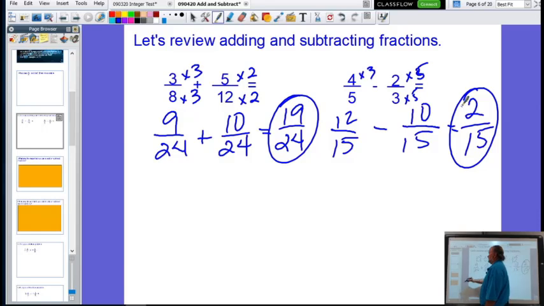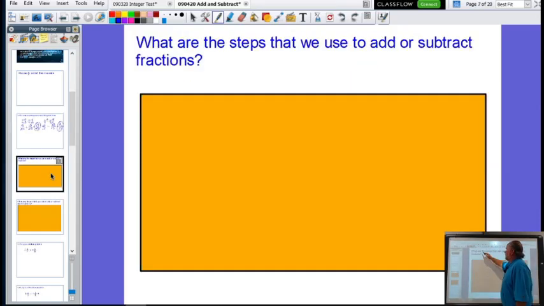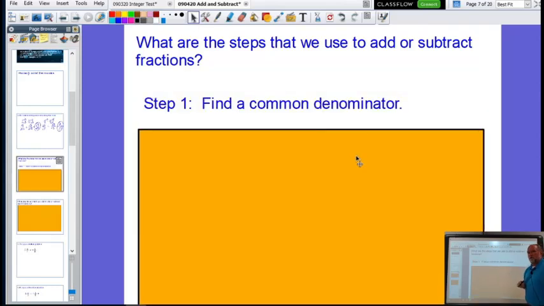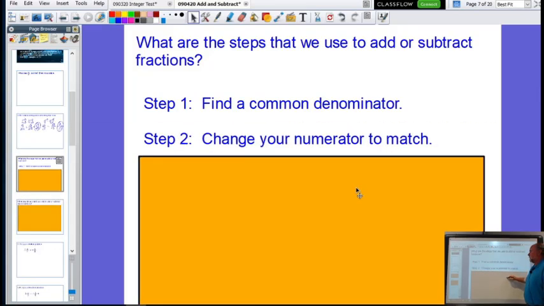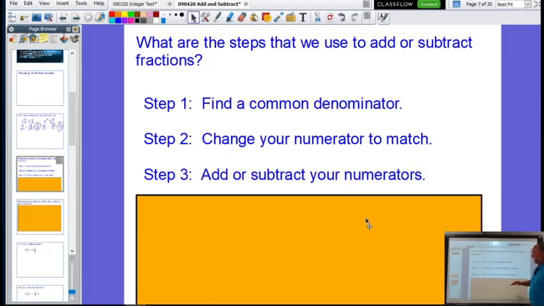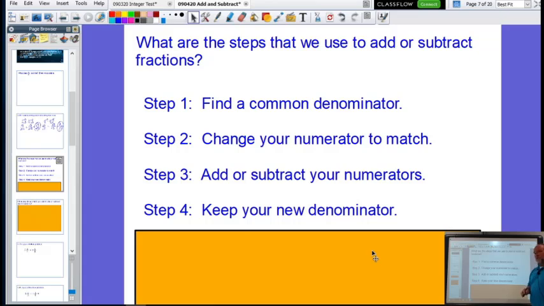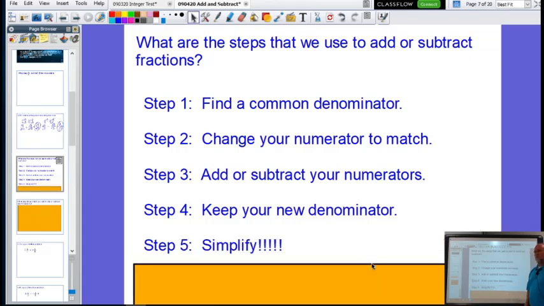So what did we do? What are the steps to add or subtract basic fractions? Well, the first step was to find a common denominator. That's always our first step. Make those bottoms look alike. The second, change your numerator to match. Whatever I did to that bottom number, I have to make sure I do to that top number as well. Then add or subtract your top numbers. Keep your new denominator, whatever that was. And then last but not least, simplify.